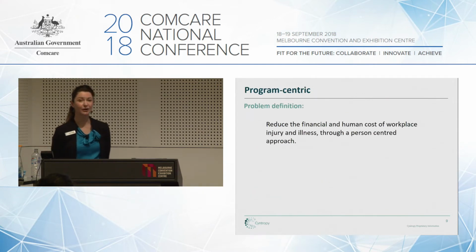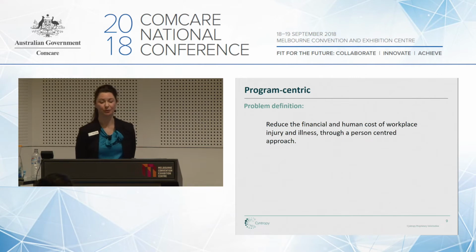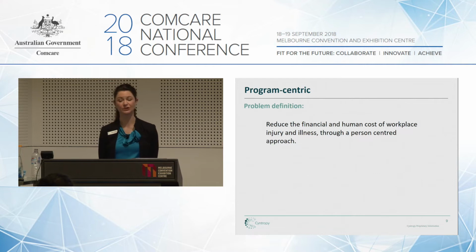Corey and Fiona are working to solve a really important problem. They're looking to reduce financial and human cost of workplace injury and illness, and they want to do that through a person-centred approach. Sounds very valid, it's an important mission. Some of us are probably working on that right now.